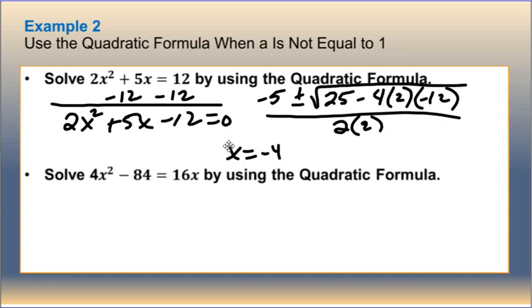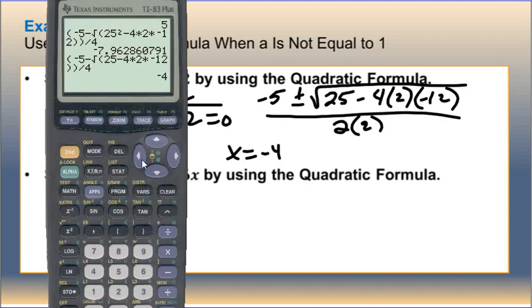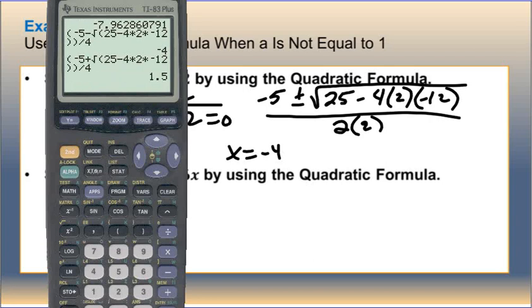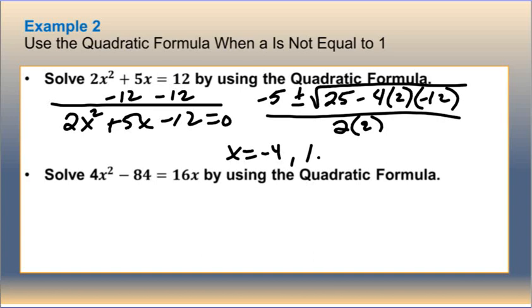So just make sure you are putting it in correctly. Otherwise, you can see you might make a mistake. If the answer doesn't look the way you think it should be, just double check that you're putting the right numbers in. Now to find the other root, hit second, enter, just changing one part, change that to a plus, and that gives us 1.5. If you put it as a fraction, it would be 3/2. I'm going to put it as a decimal, so a positive 1.5.